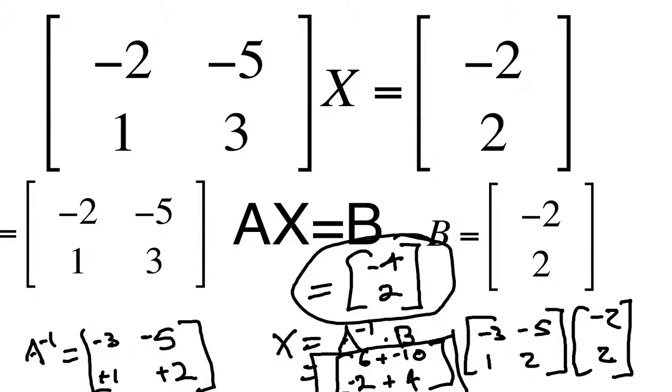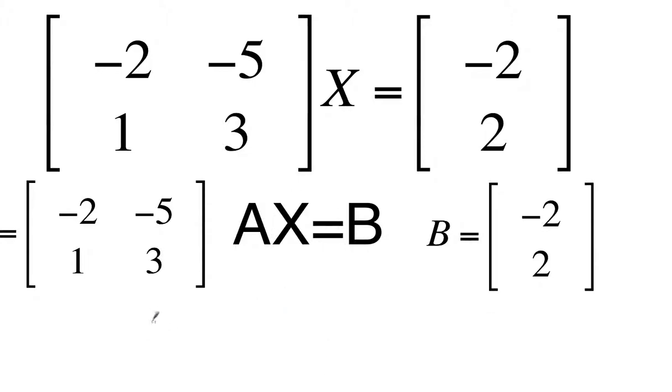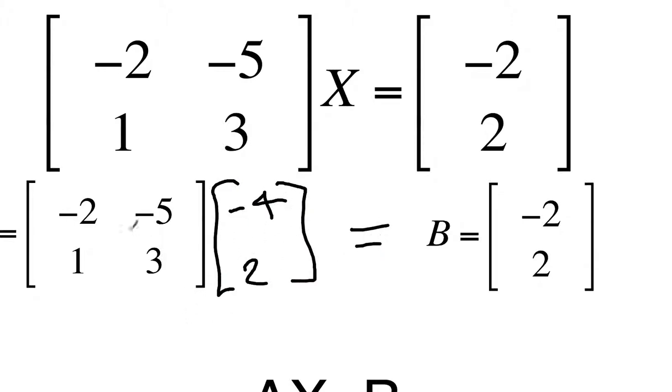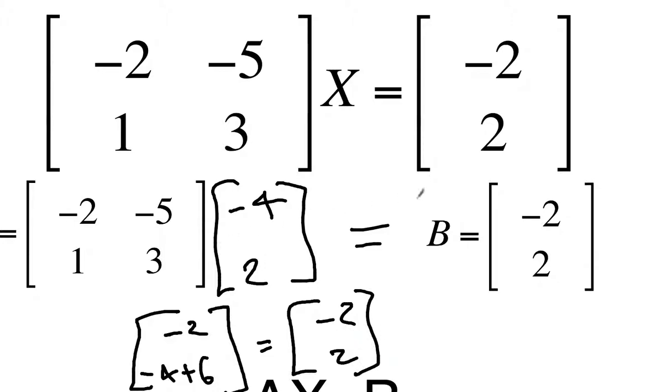Alright, let me go ahead and clear this off, and let's test if that is true. If x is -4, +2, then that means that A times -4, +2 should be equal to b, -2, 2. So let's see. -2 times -4 is 8, plus -5 times 2, which is -10. 8 plus -10 is -2. 1 times -4 is -4, plus 3 times 2, which is 6. So this should give me -2, 2. And it works. So this is the solution. That's x.